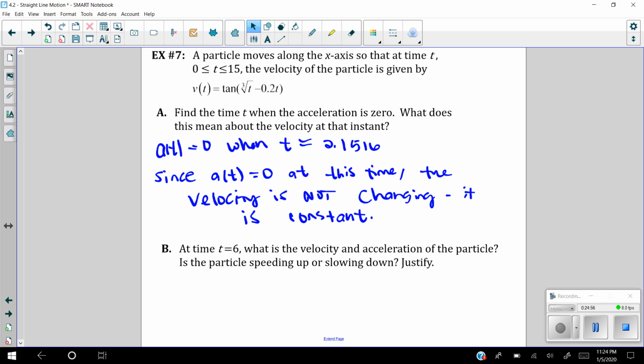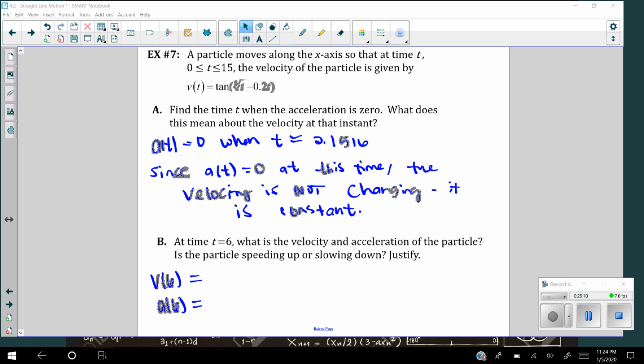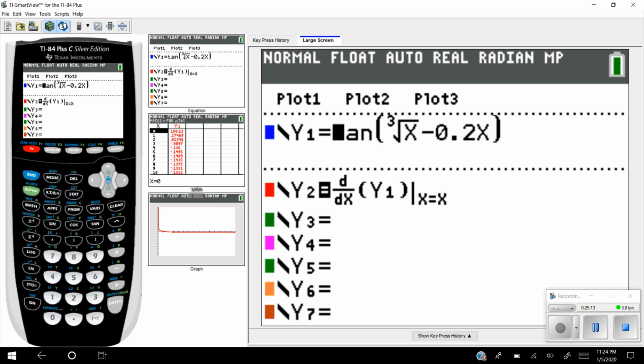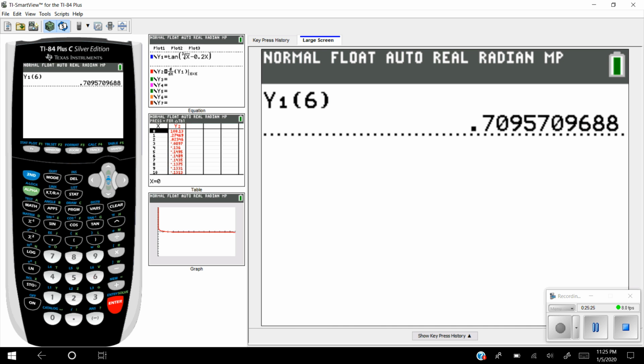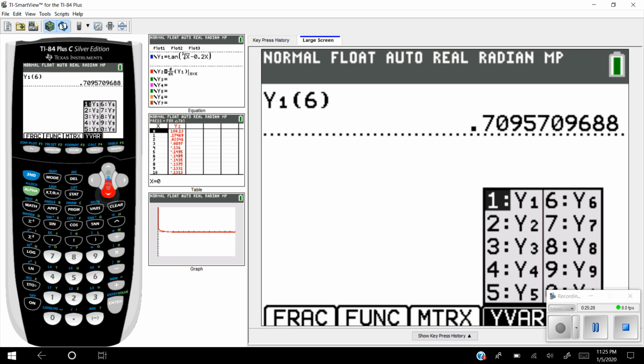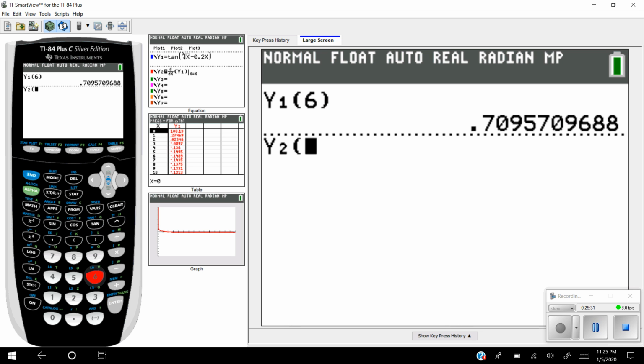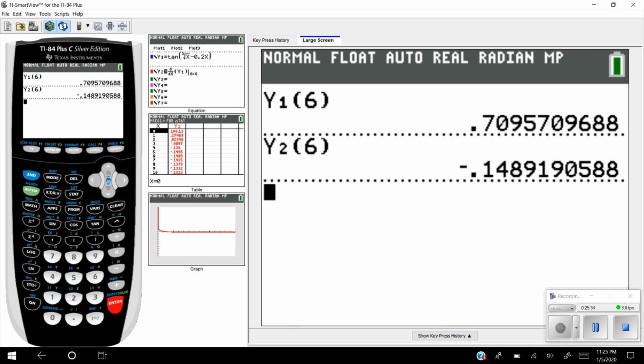B says at time equals 6, what is the velocity and acceleration? Is the particle speeding up or slowing down? Okay. So v of 6 and a of 6. So just to remind myself here, in y equals, we do have velocity is y1 and acceleration is y2. Okay, so we'll close out of there. And I'm going to get y1 at 6, positive, y2 at 6 is negative. So since they have opposite signs, the particle is slowing down.